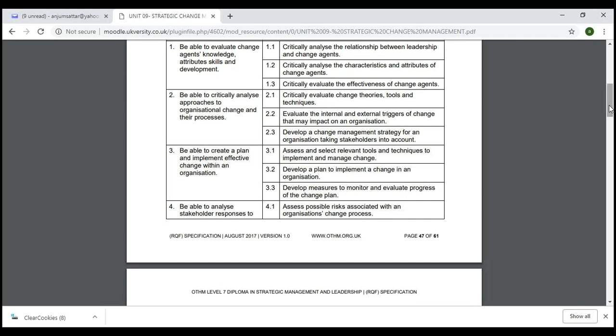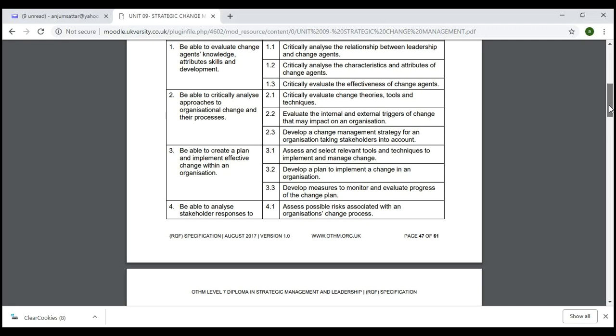Last lesson, we discussed assessing relevant tools and techniques, which we can use to implement the change effectively. We discussed different leadership theories and different leadership styles. We discussed the Virgo model and the resource-based view. We discussed what is meant by strategies and types of strategies, like cost leadership, differentiation and focus. So we need to look at what type of strategies we need to use to implement the change.